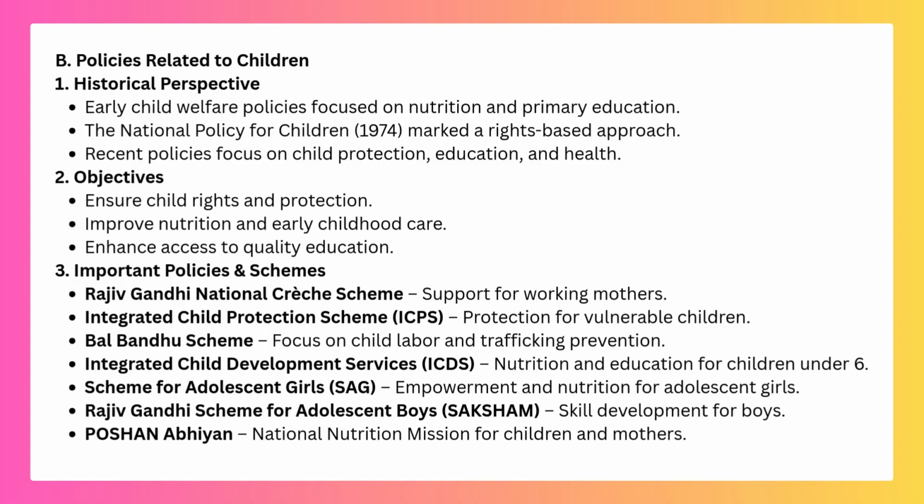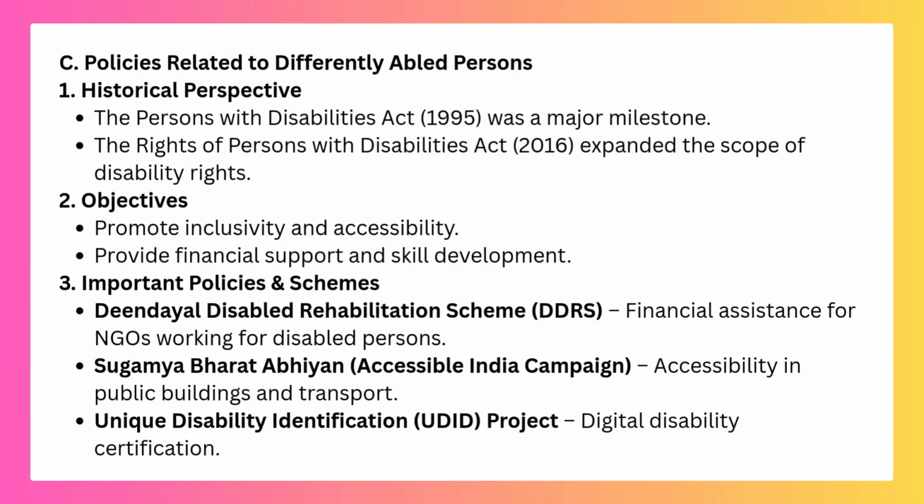Integrated Child Development Services, ICDS, nutrition and education for children under 6. Scheme for Adolescent Girls, SAG, empowerment and nutrition for adolescent girls. Rajiv Gandhi Scheme for Adolescent Boys, Saksham, skill development for boys. Poshan Abhiyan, National Nutrition Mission for Children and Mothers. C. Policies related to differently abled persons.